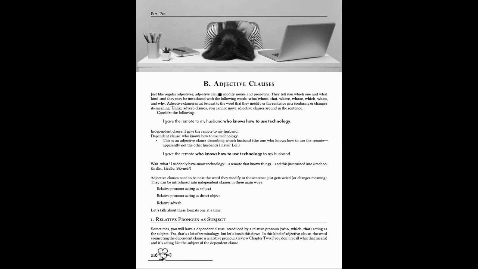Now, adjective clauses are a little different because they are adjectives, right? They're describing something. So they are going to be near a noun or a pronoun, and they're going to modify it. They're going to tell you more about it. And usually they're going to use the words who or whom, that, where, whose, which, when, and why. So those are the common words you find in adjective clauses. They have to be next to the word they modify, or your sentence gets really weird really fast.